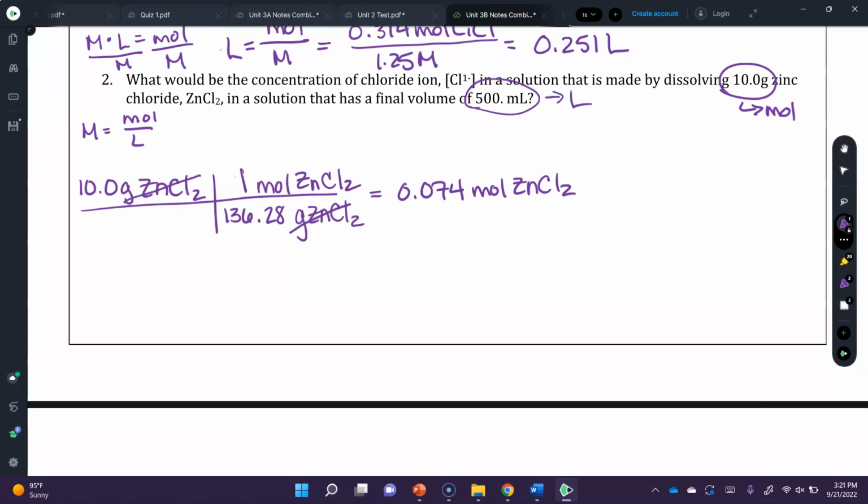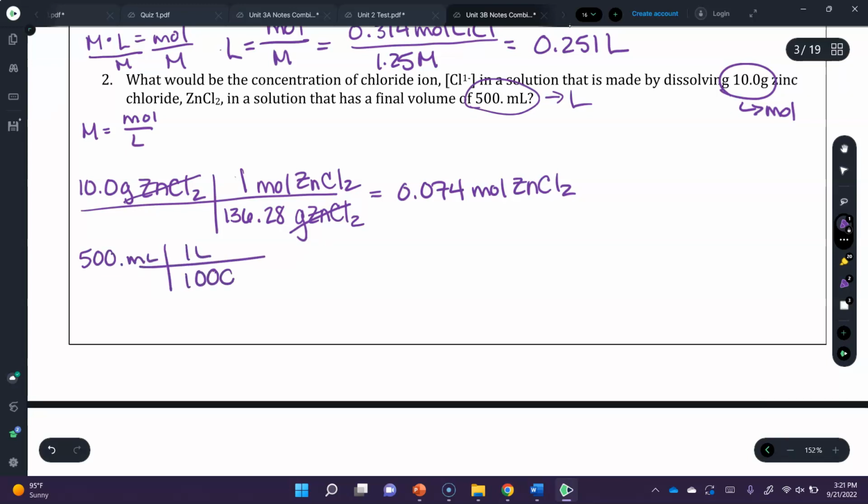Now we need to find our liters. So 500 milliliters into liters. 1 liter is 1,000 milliliters. And now you probably could just move the decimal point for that, but you should end up with 0.500 liters, with the extra zeros because they made a distinction that it has 3 sig figs.